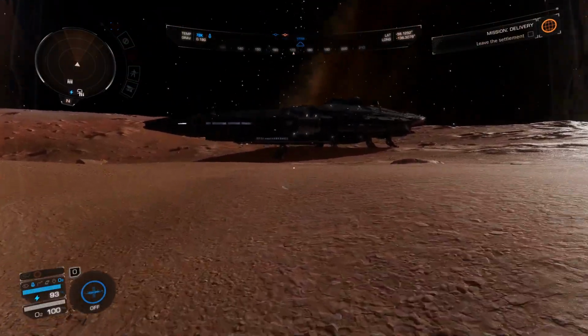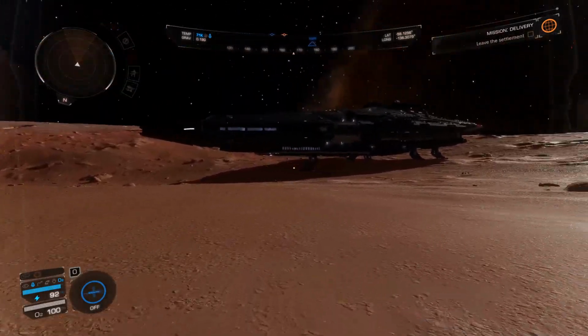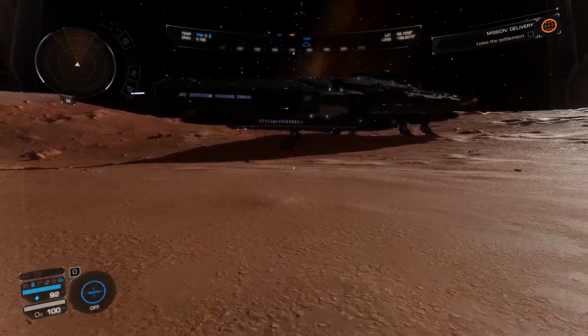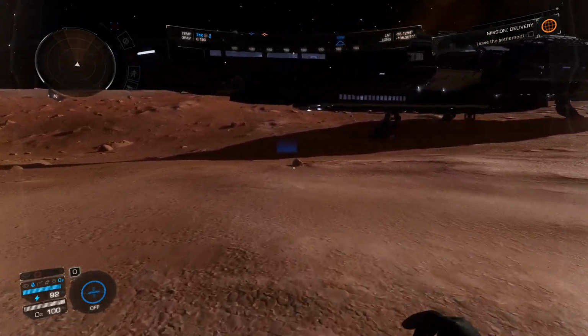So yeah, this is basically my guide on how to work the BGS in Elite Dangerous. I know it's not complete or perfect, but I've been working with it and it's gotten me pretty far.